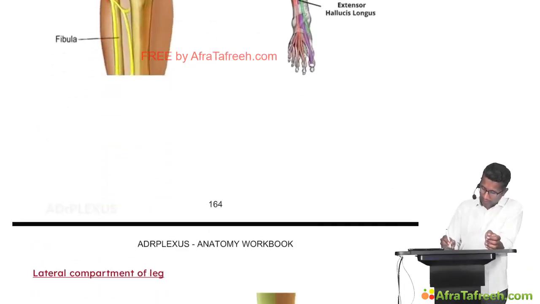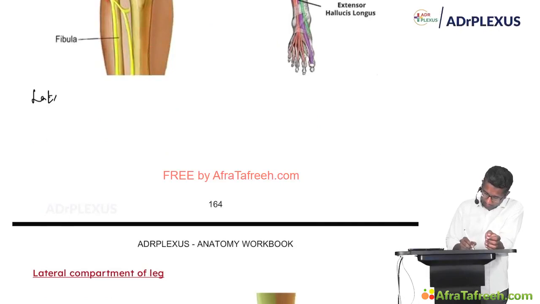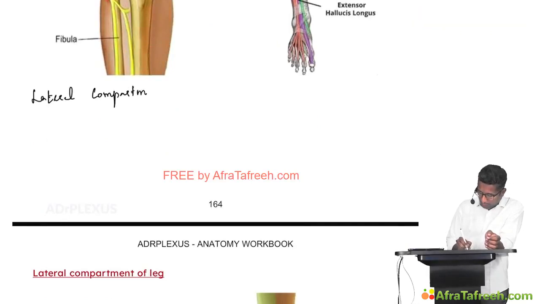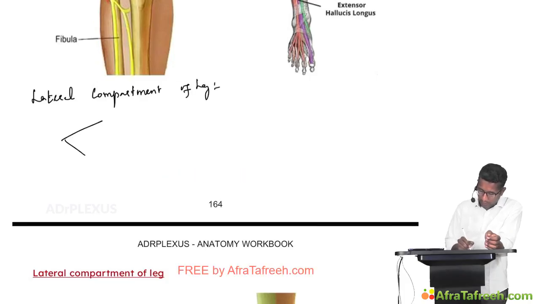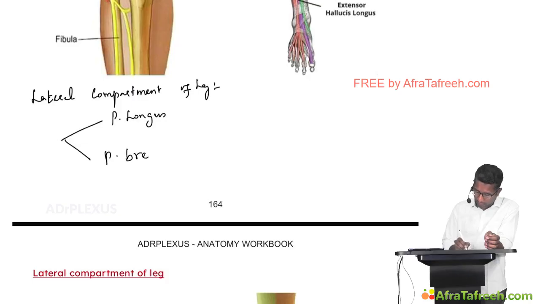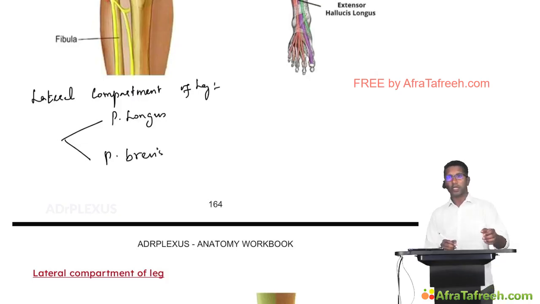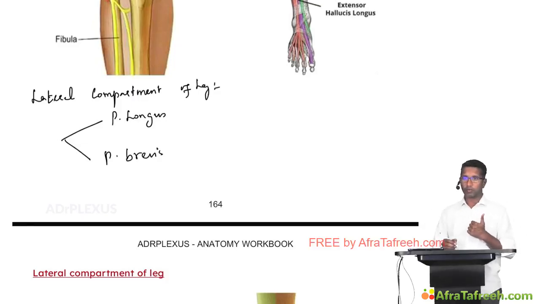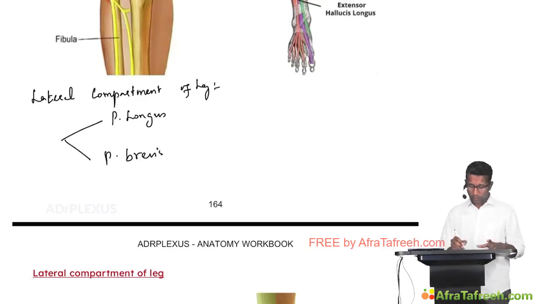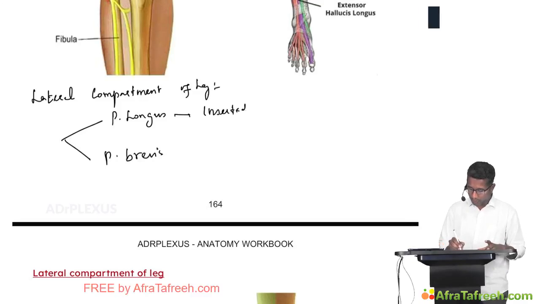I'll write the muscles of the lateral compartment of the leg. There are 2 muscles in this group. One is the peroneus longus muscle. The next is the peroneus brevis muscle. The peroneus longus muscle, though it arises from the fibula, crosses all the way to the foot. Where does peroneus longus get inserted?